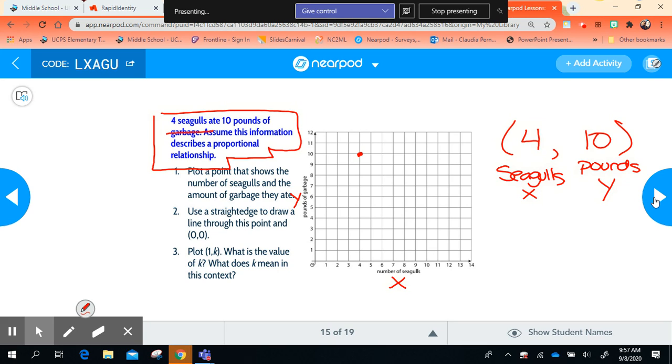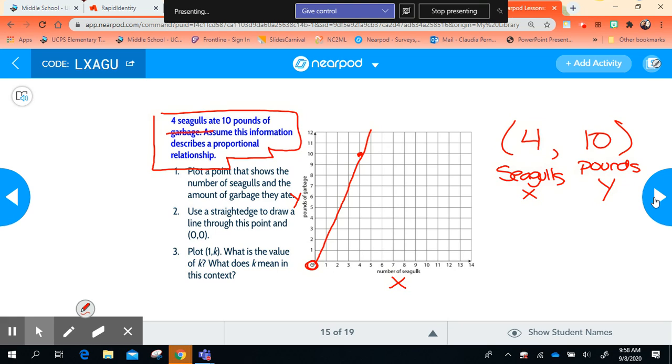Now use a straight edge to draw the line through the point 0, 0. I don't have a straight edge, so if it's wiggly, it's because I don't have a ruler. It's asking you to go through 0, 0, which is down here. And we're going straight through that line. That wasn't so bad.